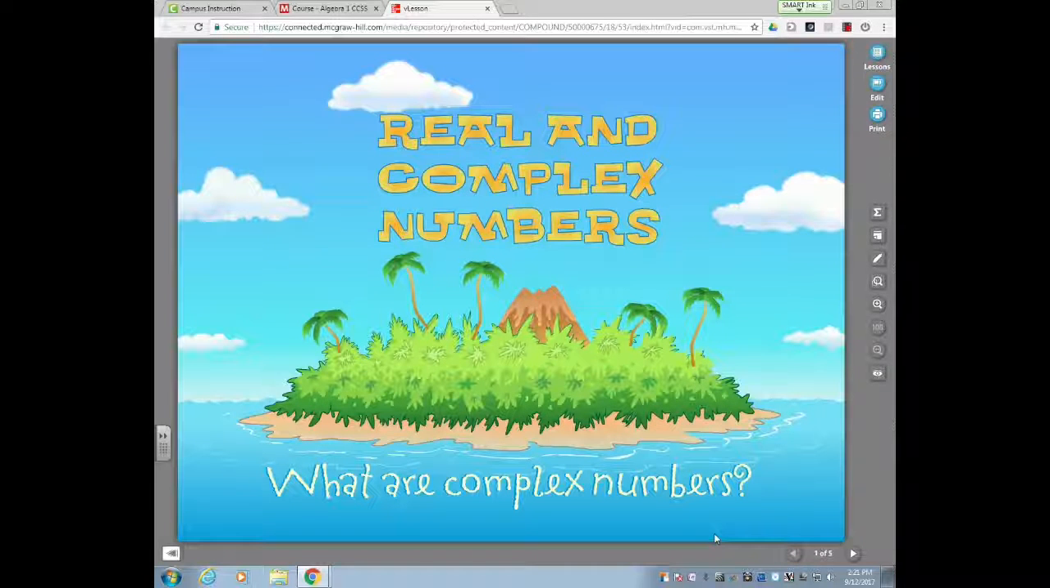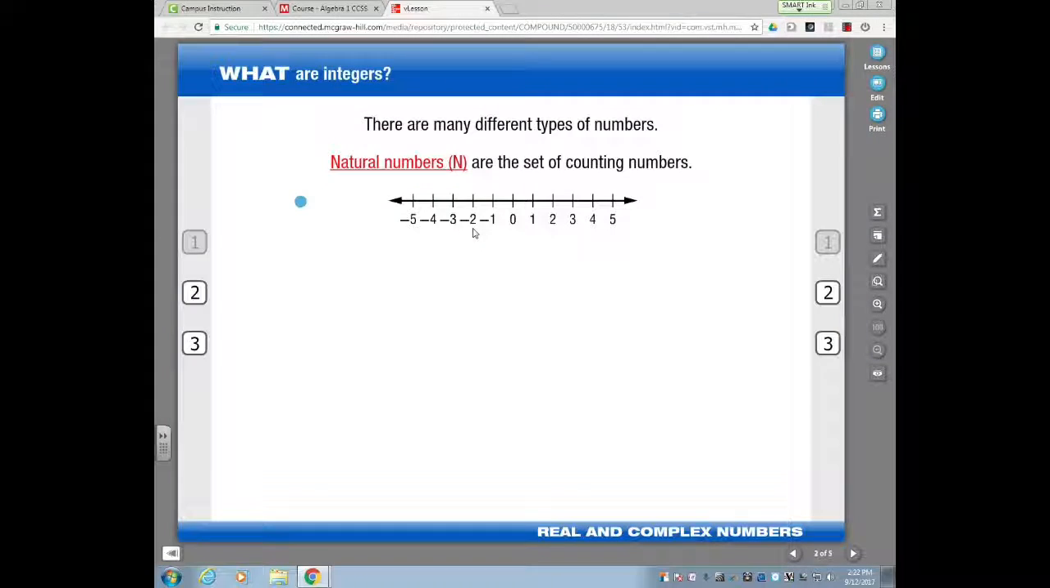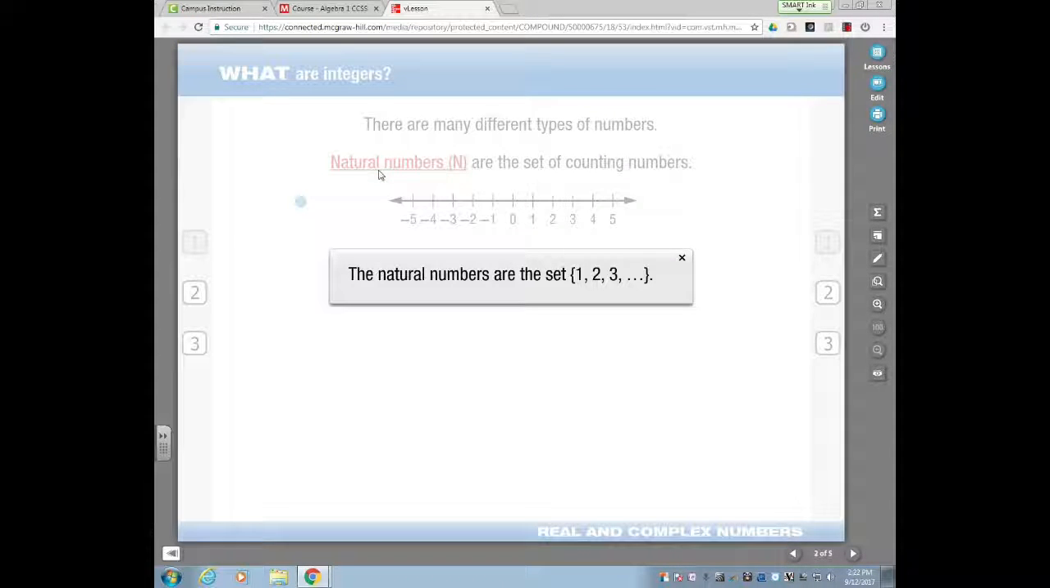The next lesson that we're going to discuss is Chapter 0, Section 2, Real Numbers. Real numbers are made up of many different types of numbers. The first number we have is the natural numbers. Natural numbers, or N, are the set of numbers that start with 1 and go up without decimals.